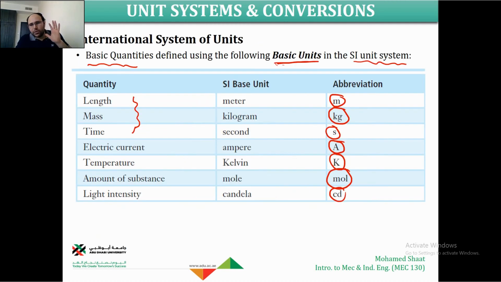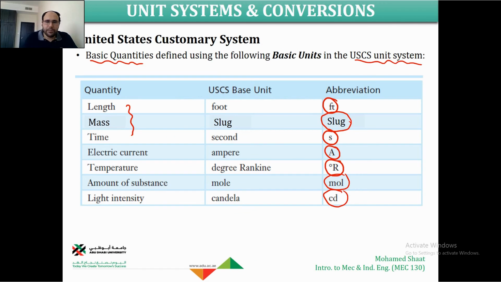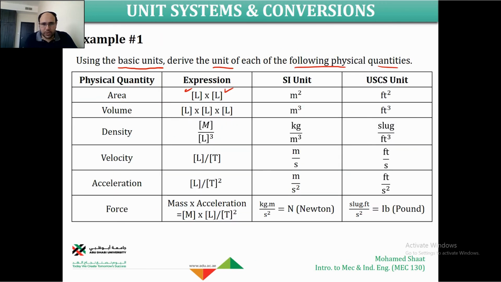Referring to this previous table, in the SI system, what is the base unit for the length? It shouldn't be in meter. We can measure the length in meter, centimeter, and so on, but the base unit is meter. So this length should be in meter, times the other length, which should be in meter also. So meter times meter gives meter square. So the base unit for the area in the SI system is meter square.